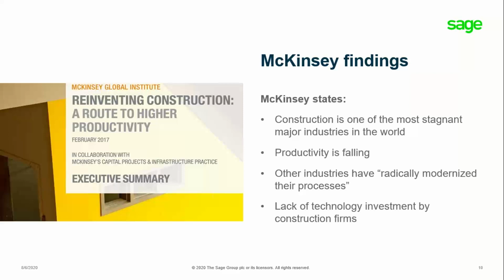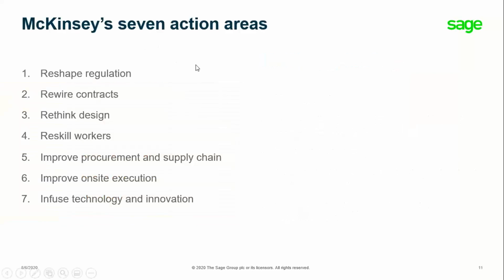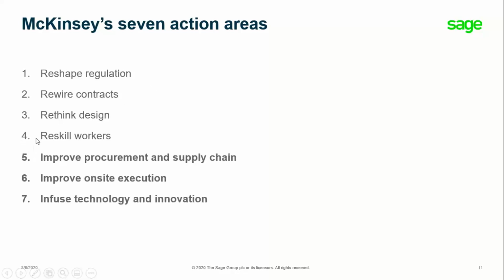So the McKinsey, additionally beyond this, they came up with 7 areas that would help improve productivity. And if we dig in here, the first 4 we don't necessarily touch as Sage ToolOps and an operational management system, but the bottom 3 we certainly do, and that's improving procurement and the supply chain, improving on-site execution, and infusing technology and innovation into this industry in a very simple, user-friendly way.